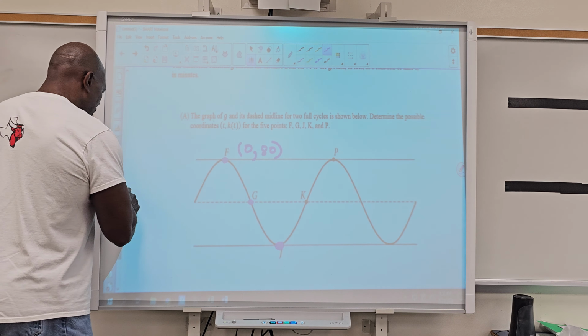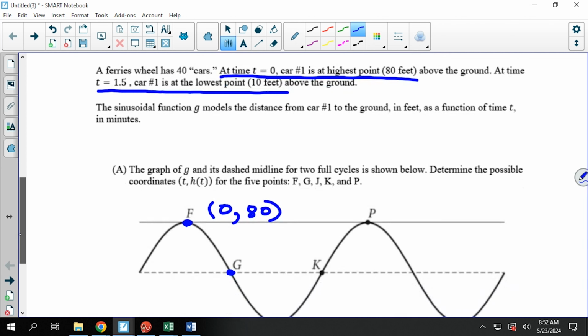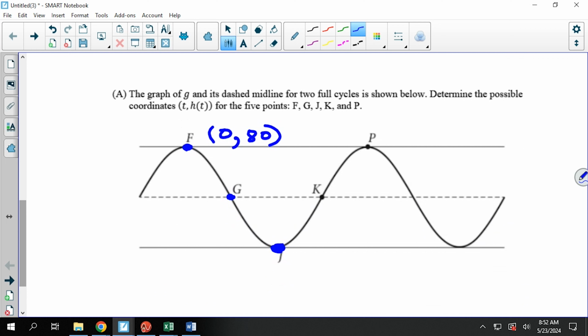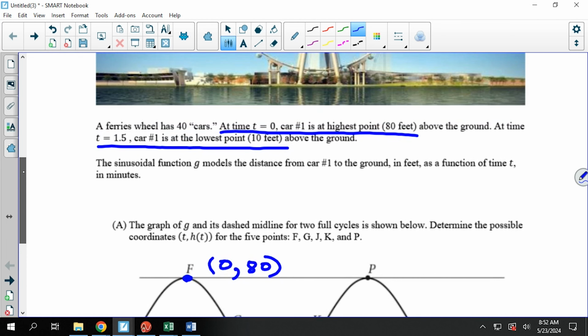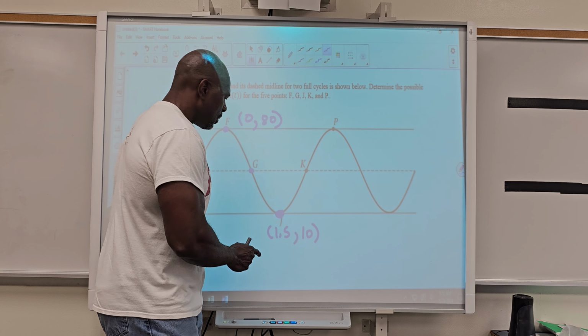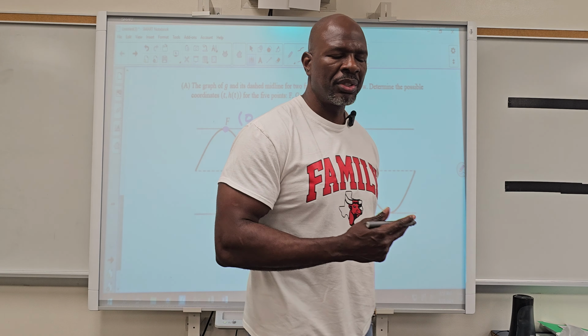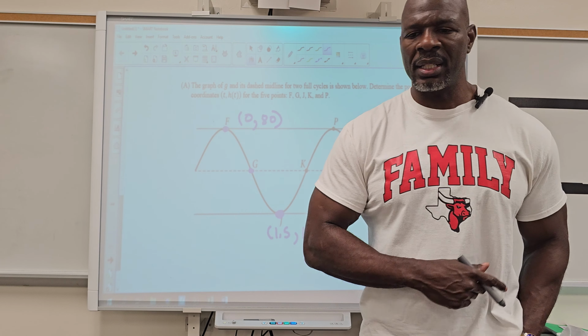Now, going back to the reading, it said at time t equals 1.5, card number 1 is at its lowest point. Okay, so the lowest point is here at J, and that will be 1.5. And I believe it said 10, I'm pretty sure. Let me go back just to make sure. Yeah, at 10 feet. All right. Once you have F and J, all the remaining points can be deduced with fairly easy logic.